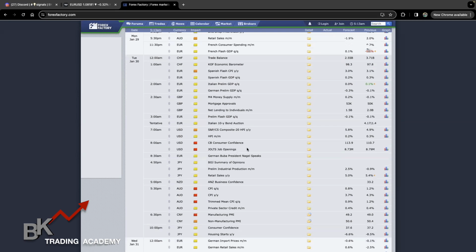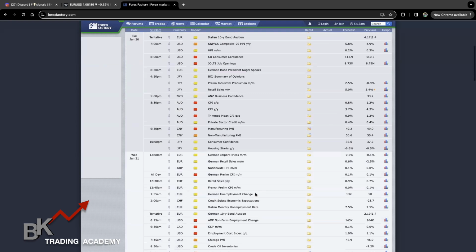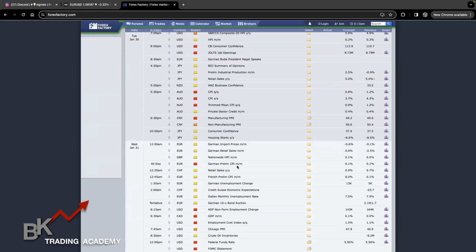Now from the past and from me researching and studying these type of reports, there's not much impact on these reports. They're not very volatile, so it's not something that I need to worry about. However, I do see that as we scroll down, we can see that we have the German prelim CPI for Euro on Wednesday. That's all day.